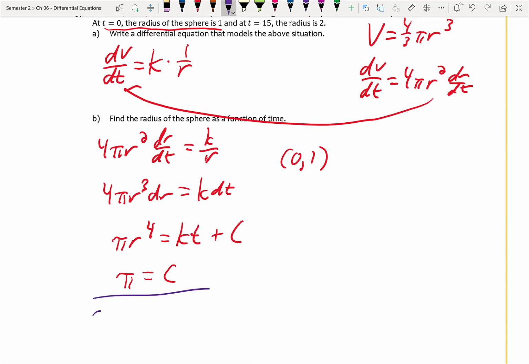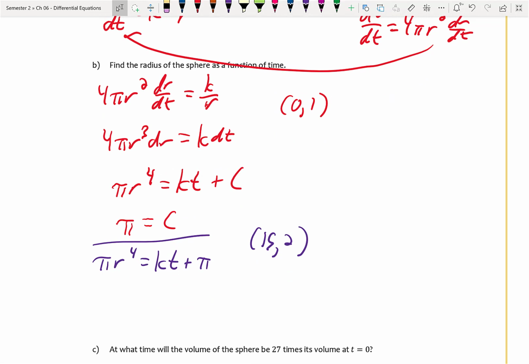So let's do a little break, and kind of pi r to the 4th is equal to kt plus pi. And now my second ordered pair is that at time equals 15, the radius is 2. So this is 16 pi is equal to 15k plus pi. Look at how that works out. K is 1.